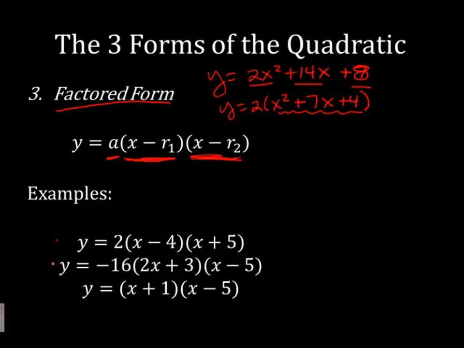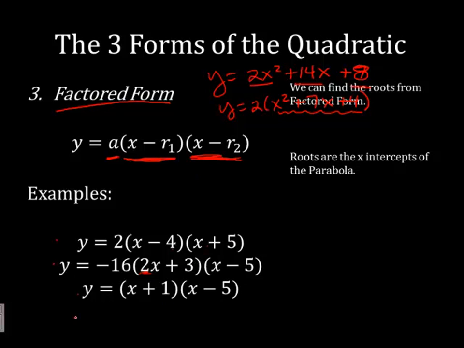Here are 3 examples of factored forms. 2 with leading coefficients, 1 without, just has a 1 there. And as you can see, you can have coefficients on the inside. It's just we're going to start without them. So, why the R1 and the R2? So we can find, let me erase this here.